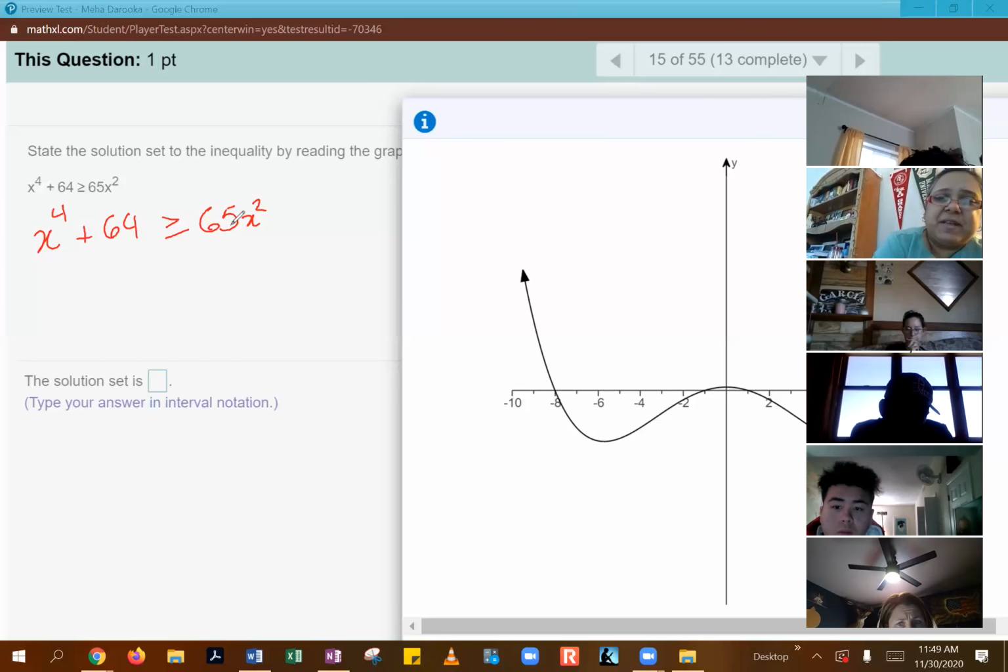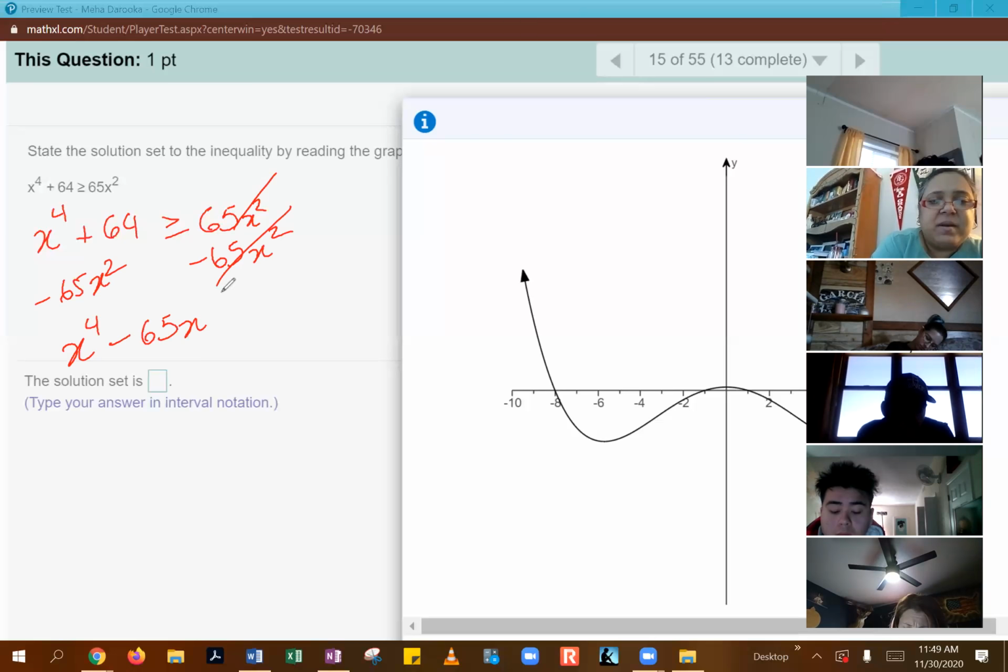I would actually move that 65x squared to the other side, get 0 on one side. Remember, you always try to get 0 on one side of your inequality. So you would end up with x to the 4th minus 65x squared plus 64 is greater than or equal to 0.